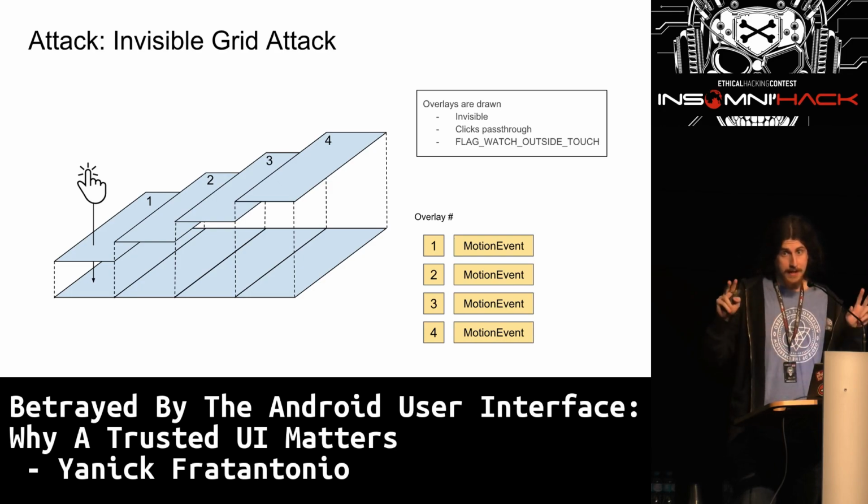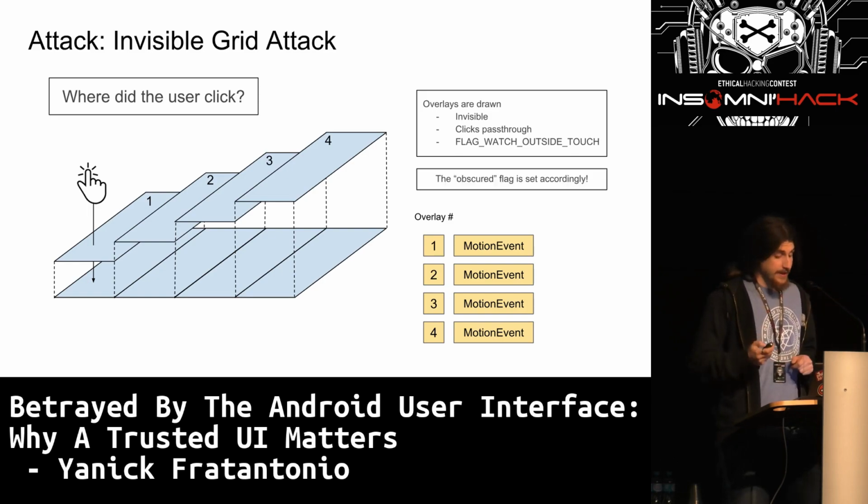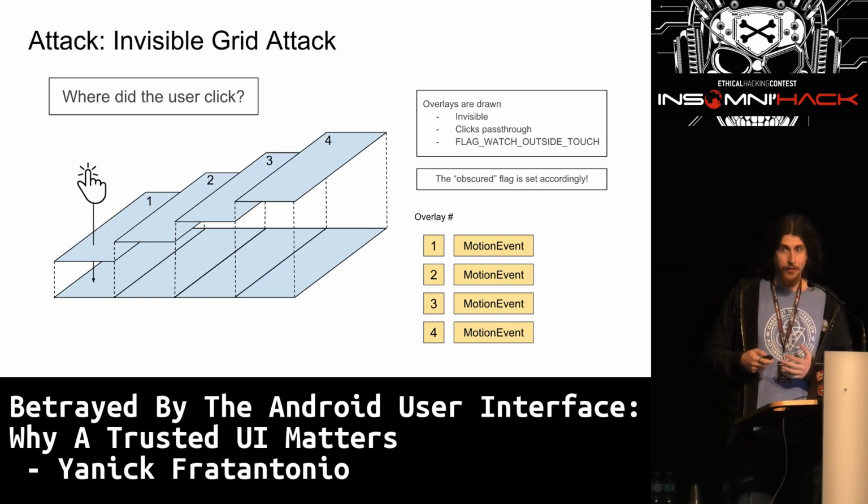All the clicks are considered outside, so each of these overlays is going to receive a motion event. The coordinates are set to 0, 0, so we don't know where the user clicked, but you get a motion event. Okay? And the goal for the attacker is to understand where the user clicked. Turns out the obscure flag is actually set accordingly, and the algorithm somehow works in this way.